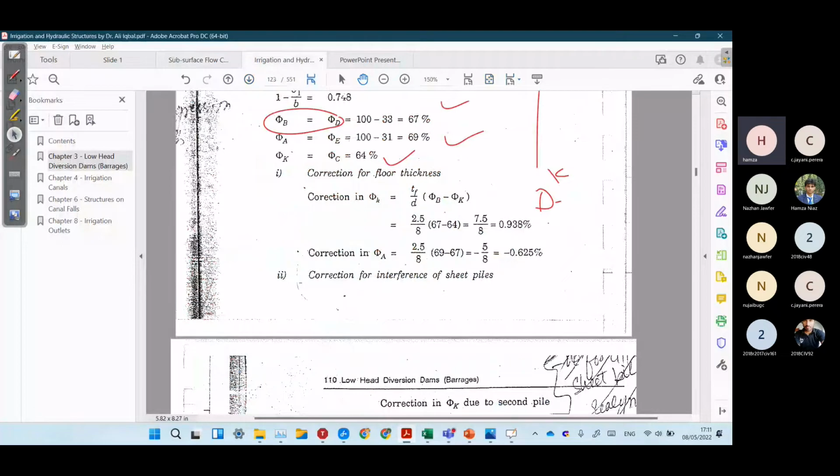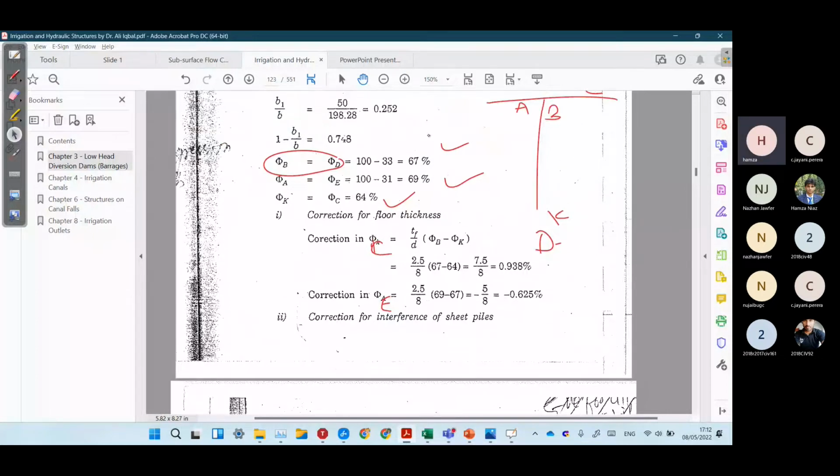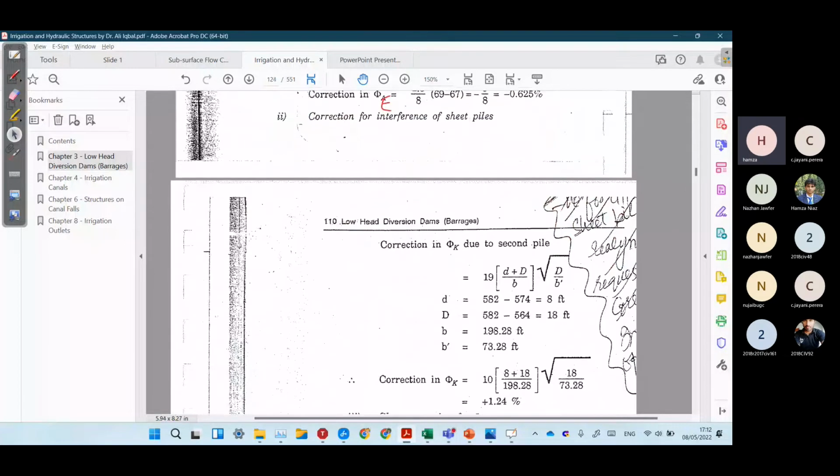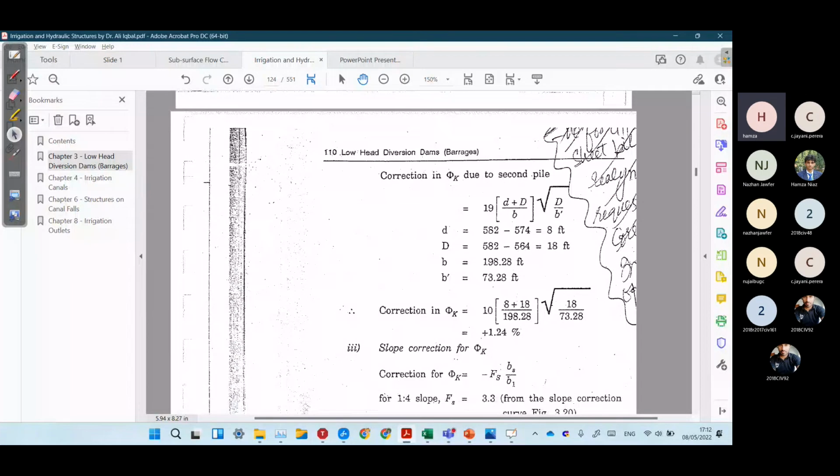Look, they apply this correction in A part, that is, I think, E part, and the K part, that I think is the B part, the C part. So they applied correction in both portions. So simply subtract the values obtained above, and multiply by TF by D. We get corrections. Now, interference of sheet pile, we have this formula.